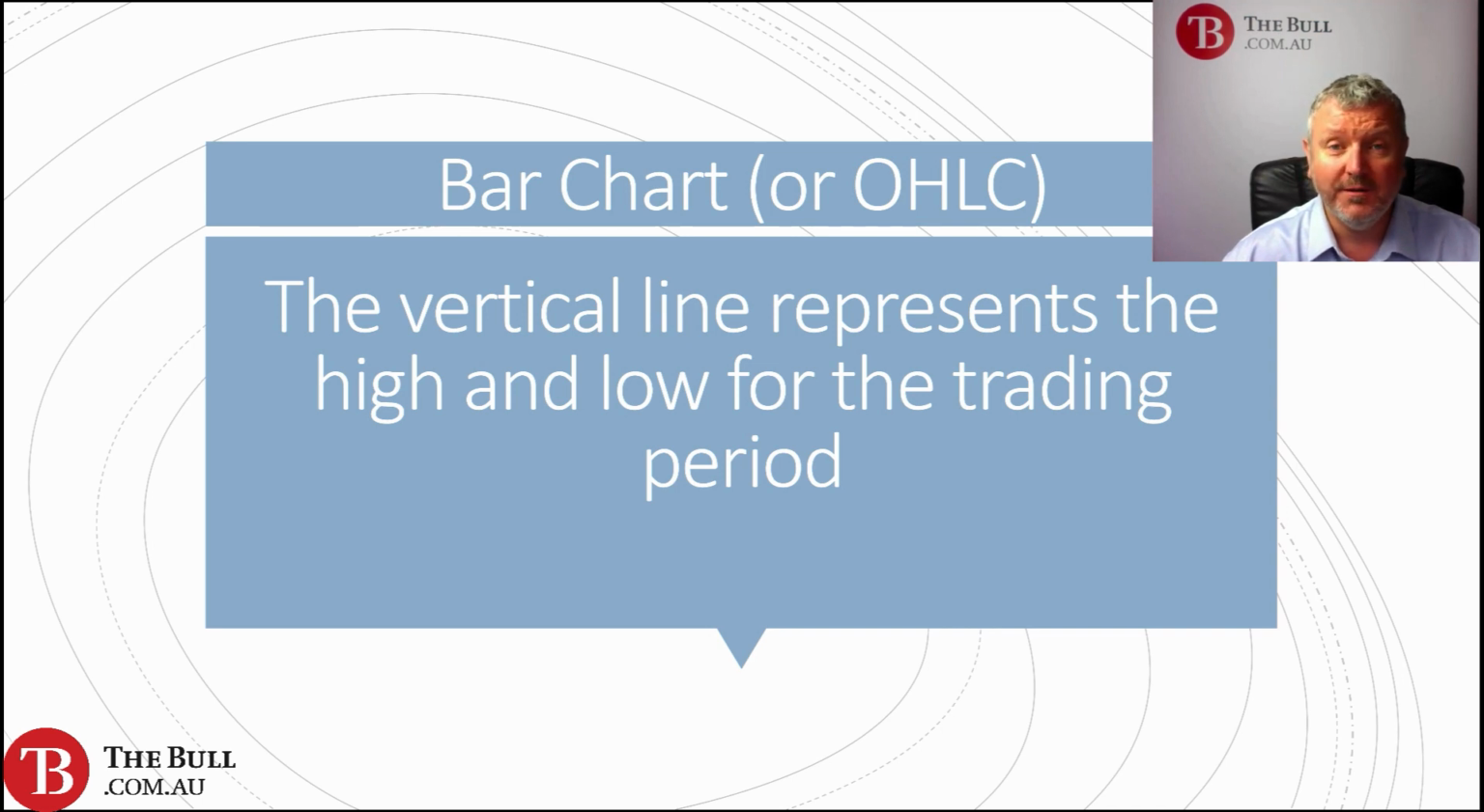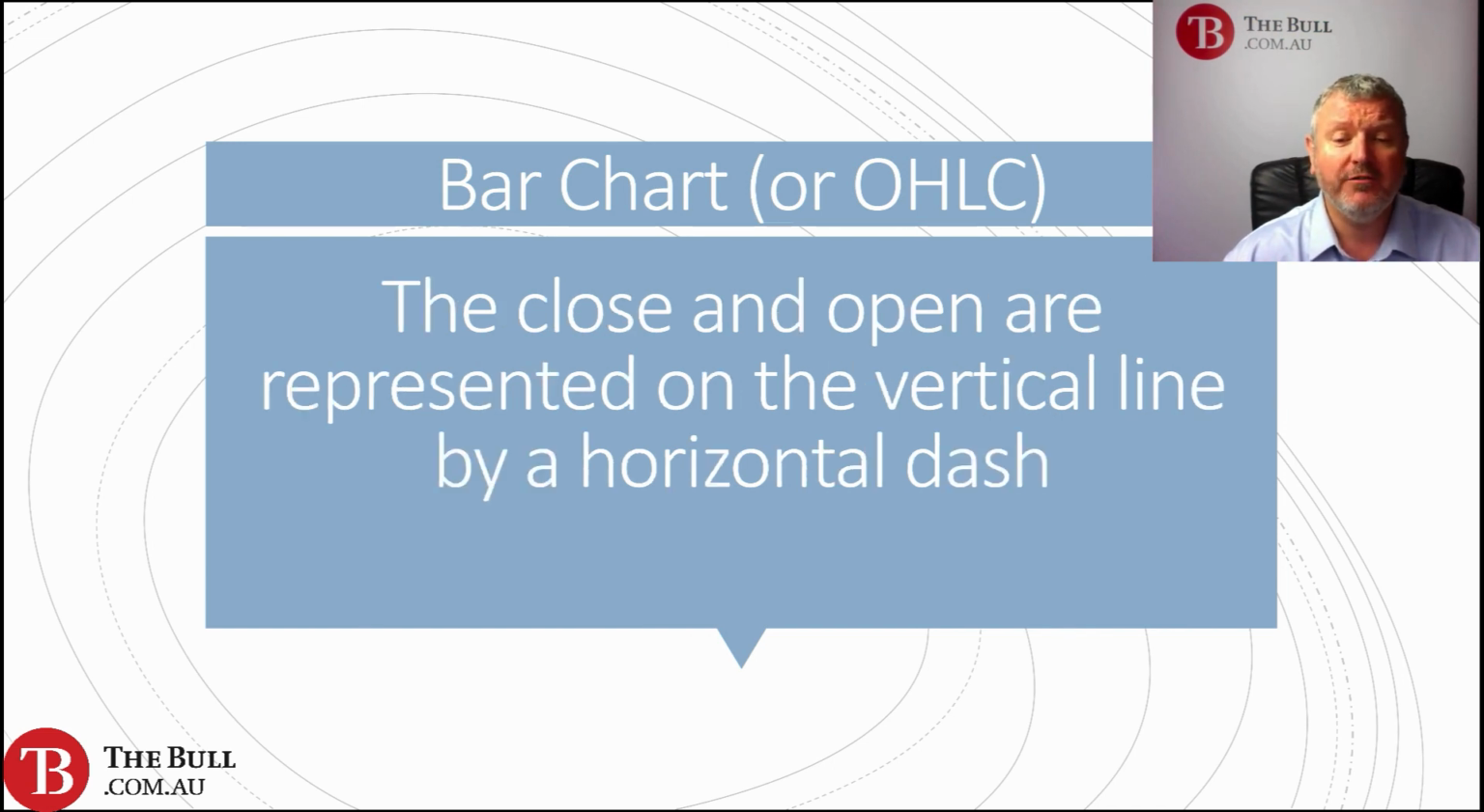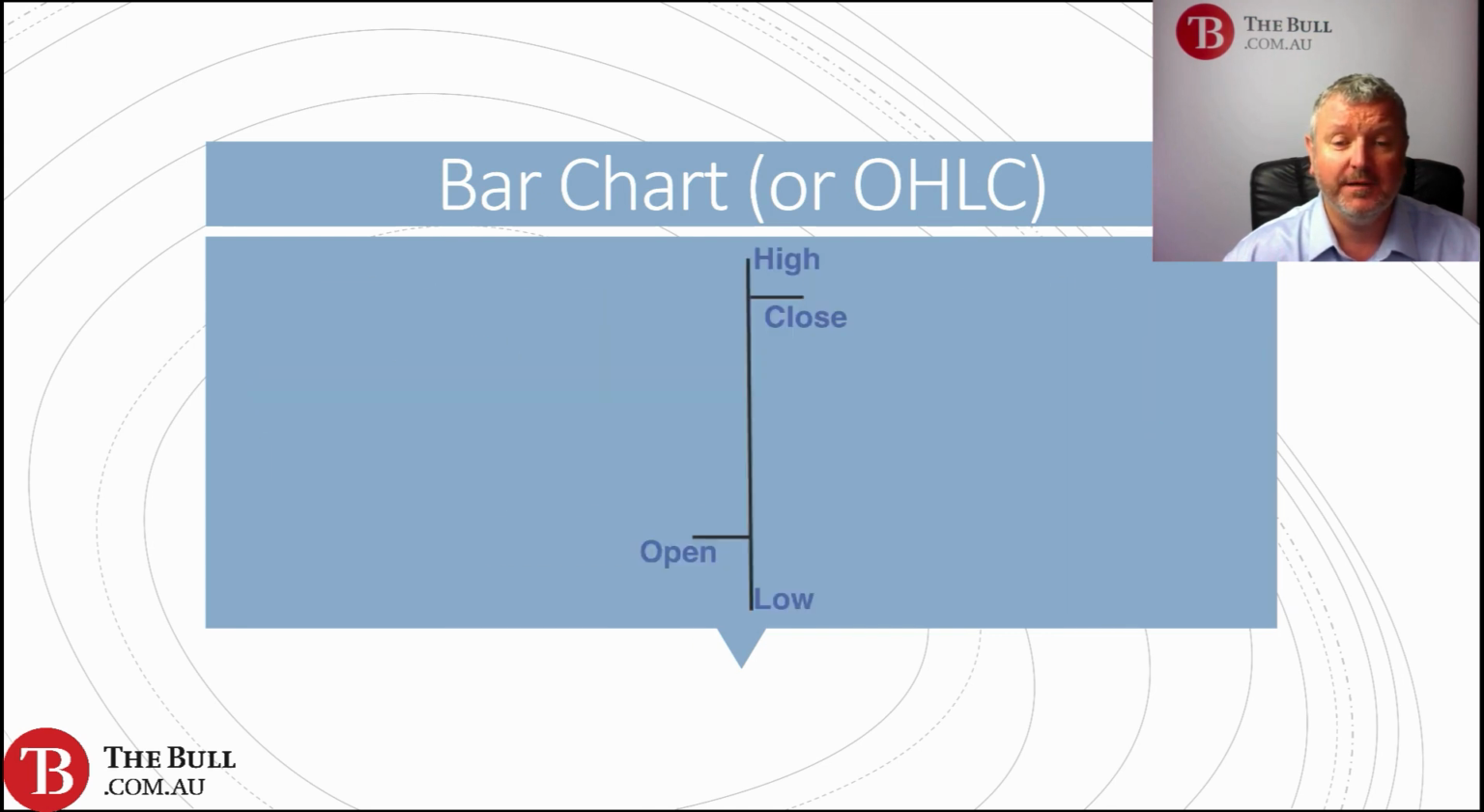On a 1 hour bar chart, the low of the vertical line would be the low of the hour, and the high would be the high of the hour. And then the open and the close are represented by horizontal dashes either side of the vertical line. So let's take a look at what that looks like. I'm going to just skip through in here. So on the bar chart or open high low close, we have the high here. If this was a daily chart, it would be the high of the day, the low of the day.